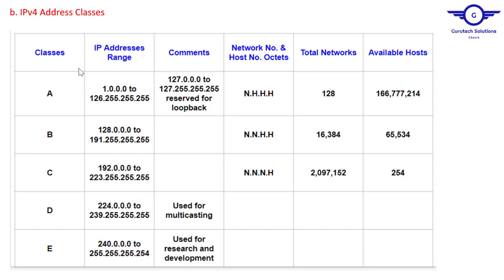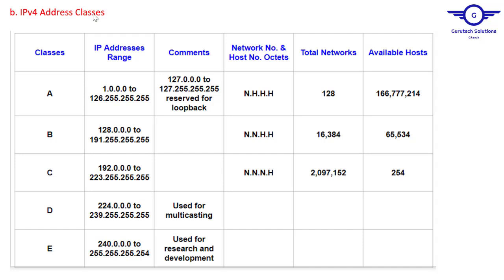For example, we start from class A. The IP address range starts from 1.0.0.0 to 126.255.255.255. For class B, the range starts from 128.0.0.0 to 191.255.255.255. Class C, 192.0.0.0 to 223.255.255.255. Then class D starts from 224.0.0.0 to 239.255.255.255. Finally, class E starts from 240.0.0.0 to 255.255.255.255.